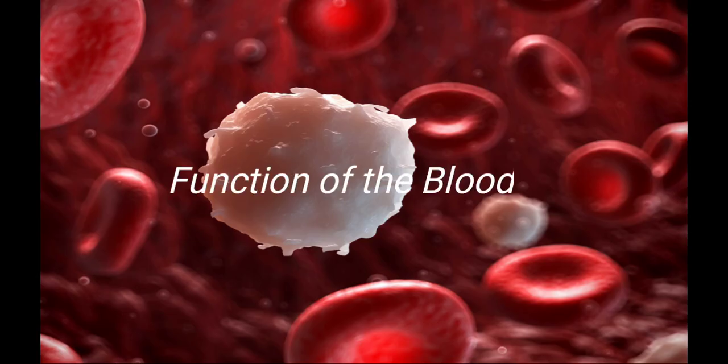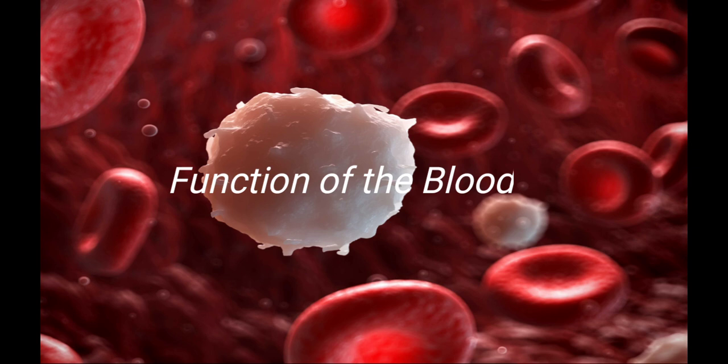Functions of the blood. The blood is a fluid connective tissue performing the following functions. Blood carries oxygen from the lungs to different parts of the body and removes carbon dioxide from the body cells. Blood carries digested food from the intestine to all parts of the body. Blood contains WBCs which protect the body from diseases.